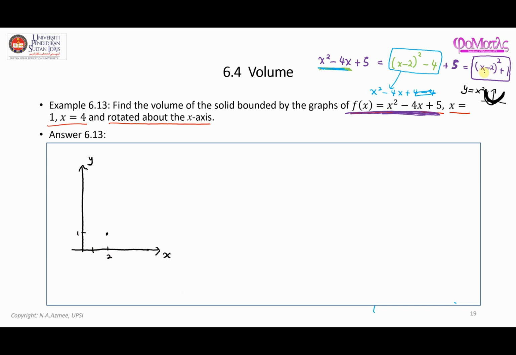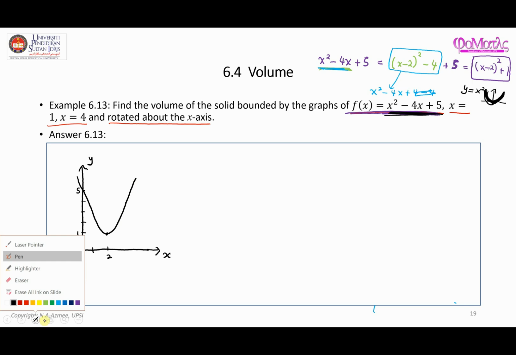You know that if x is 0, the intercept will be equal to 5. So the y-intercept is going to be at 5. So 2, 3, 4, 5. So this is how the graph may look like. Let me just do it one more time. I think this looks better. Okay, so that's the graph of x squared minus 4x plus 5.